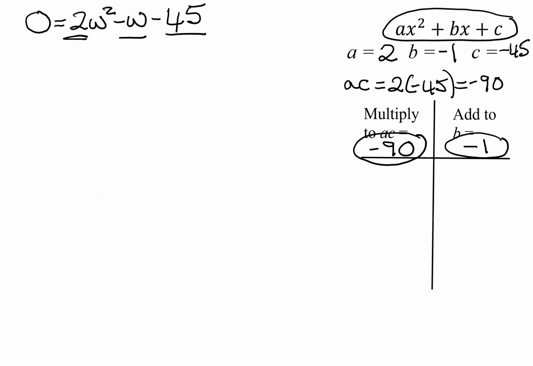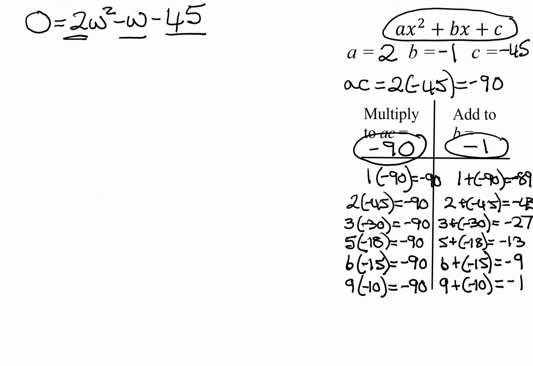So I could use 1 and -90. Those multiply to -90, but 1 plus a -90 is -89, way away from what I need. So what I'm going to do is pause it and work on the table. So I completed the table. This one didn't work, this one, and this one, but finally that one did work. So the numbers I'm looking for are 9 and a -10.